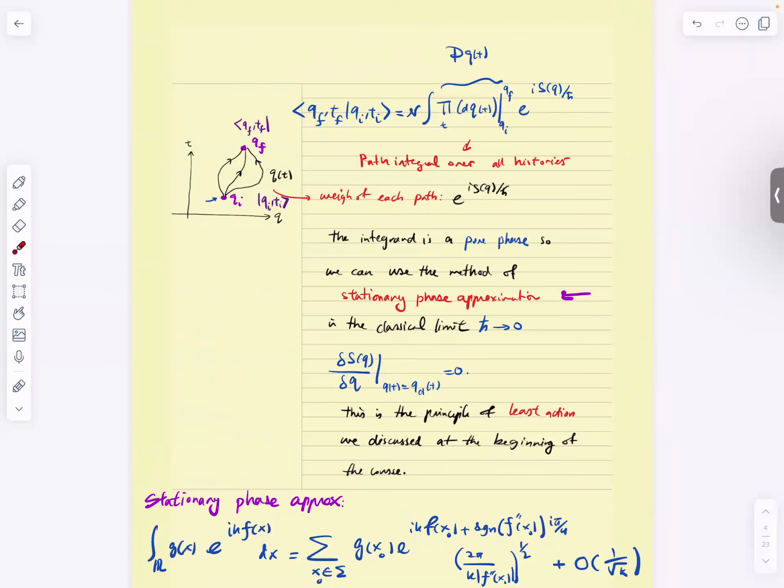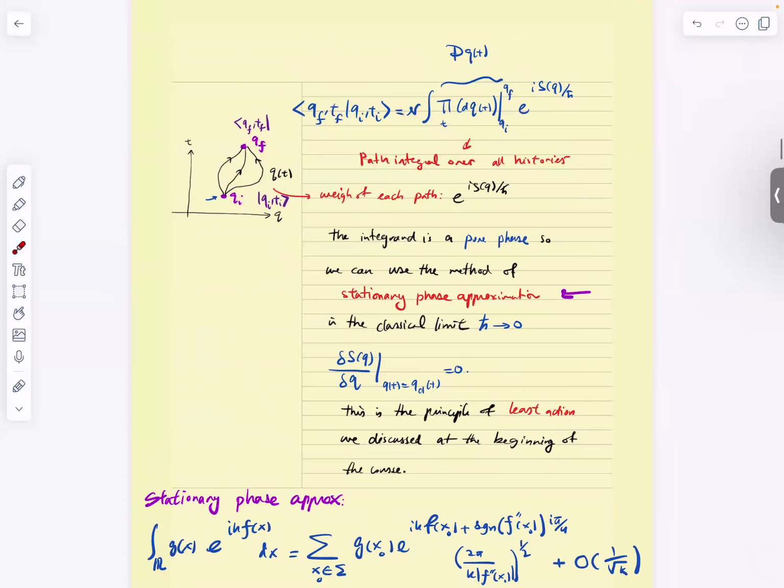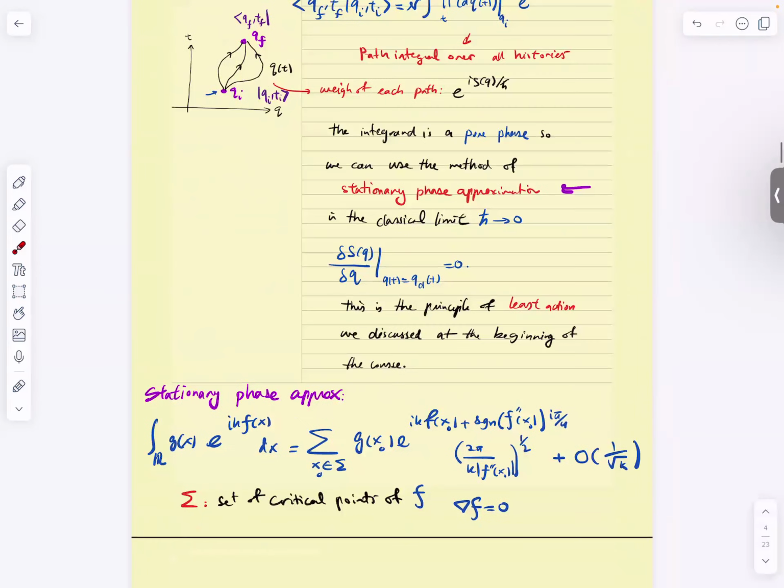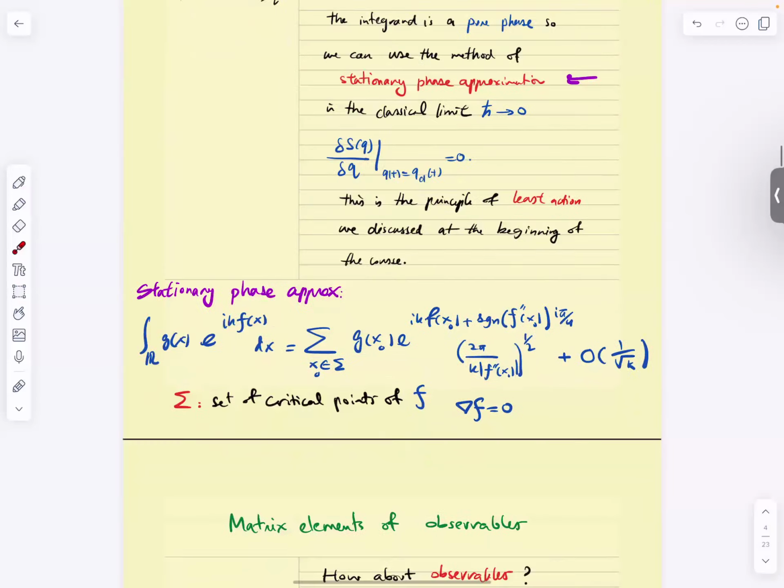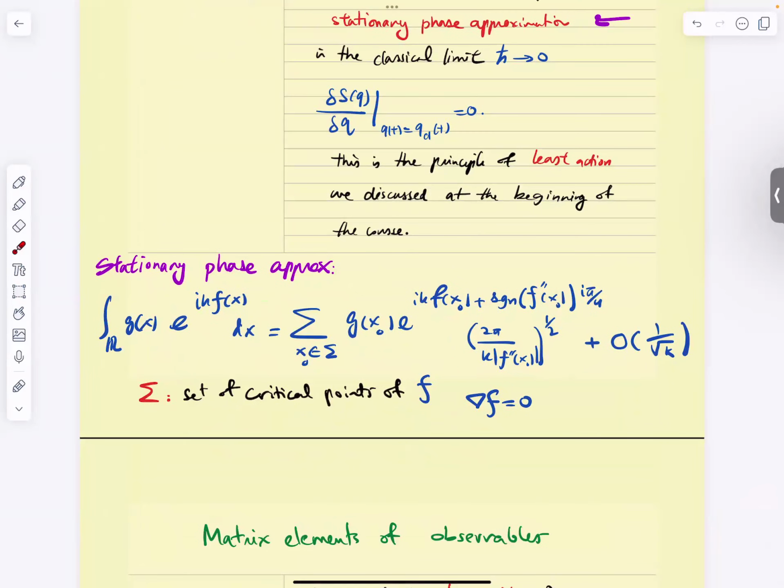All right, so what's the net result? It's a path integral over all histories in space with this divergent quantity outside. And so, the stationary phase approximation. This is where I ran out of time. So what is the story of the stationary phase approximation? I'm just going to quickly describe it in this box.